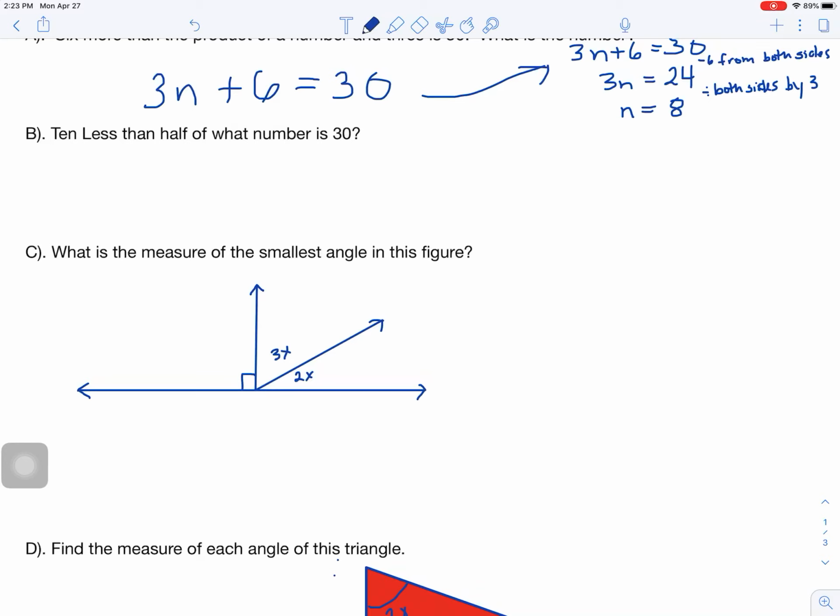All right, here we go. 10 less than half of what number is 30? So 10 less is minus 10. Half what number? So 1/2 of a number is 30.